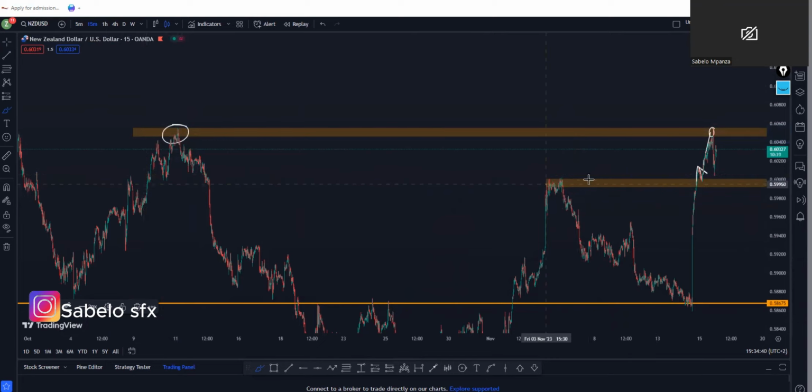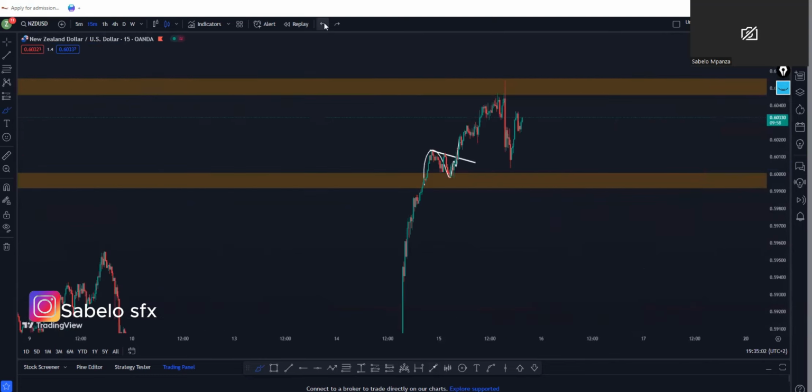Immediately we broke this strong support on the H4, I mean the strong resistance on the H4, I knew that there's a high possibility that the market is going to go and reach this daily resistance. Okay, so let's see our entry, stop loss, and take profit.